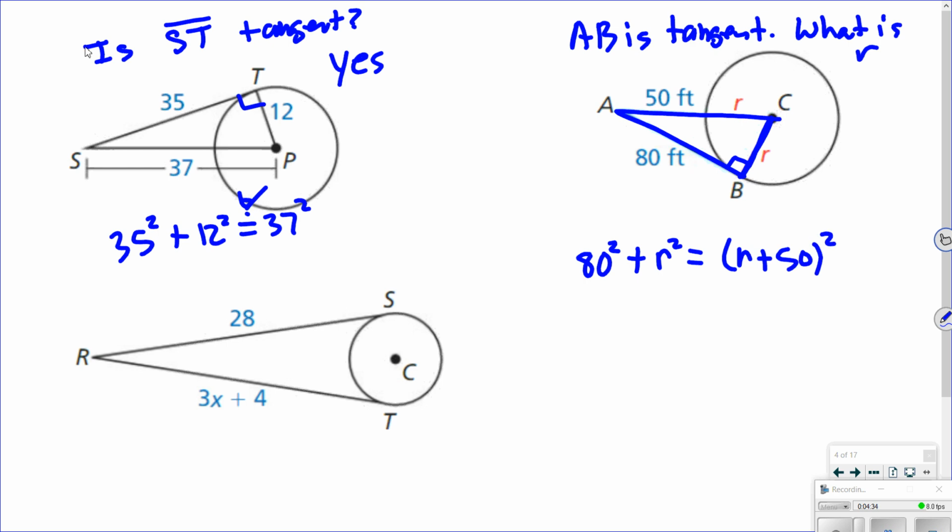Okay, now we're just trying to solve for R. I want to show you, normally I just leave this problem, but I want to show it to you really quick because there's a common error we make here. Right, we square 80.